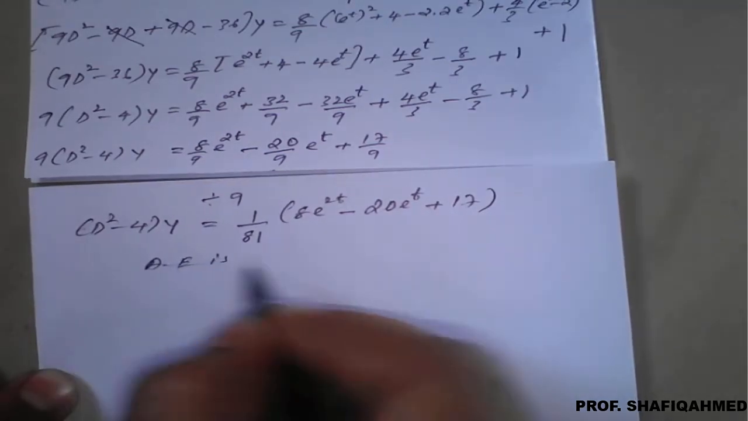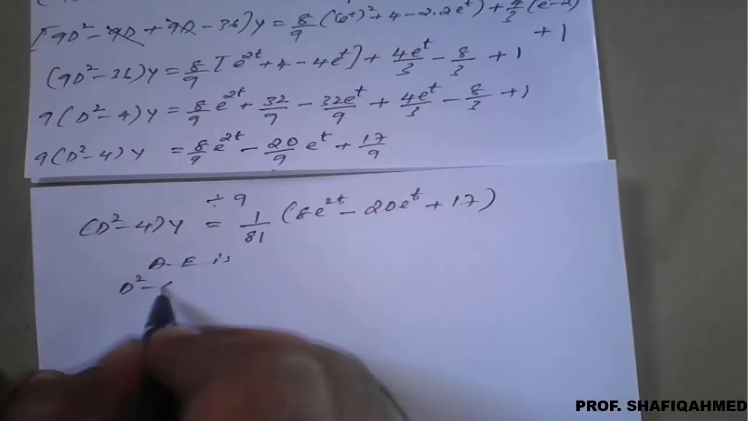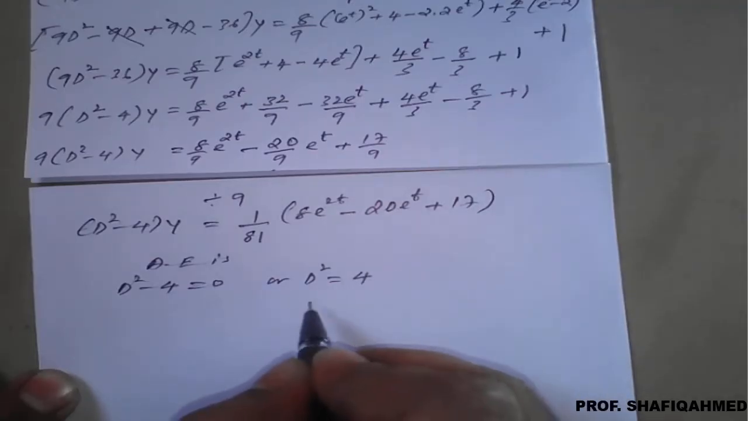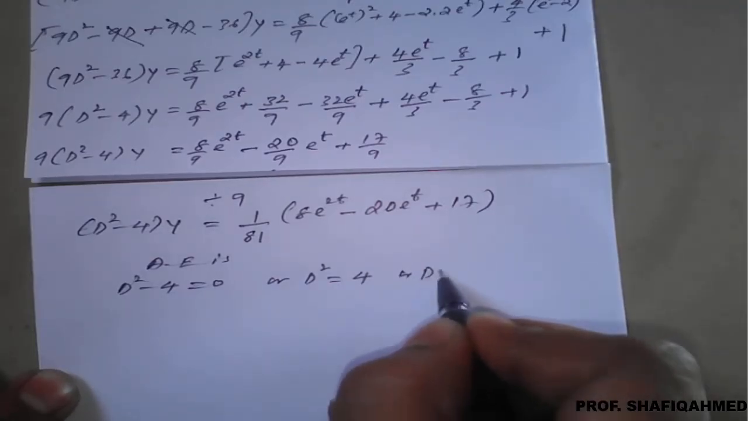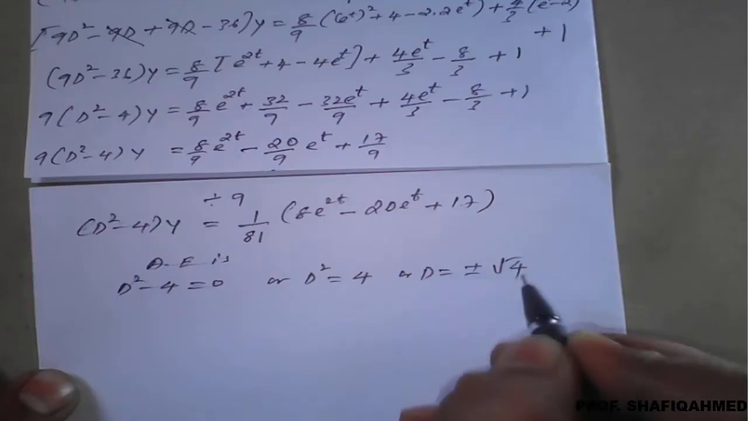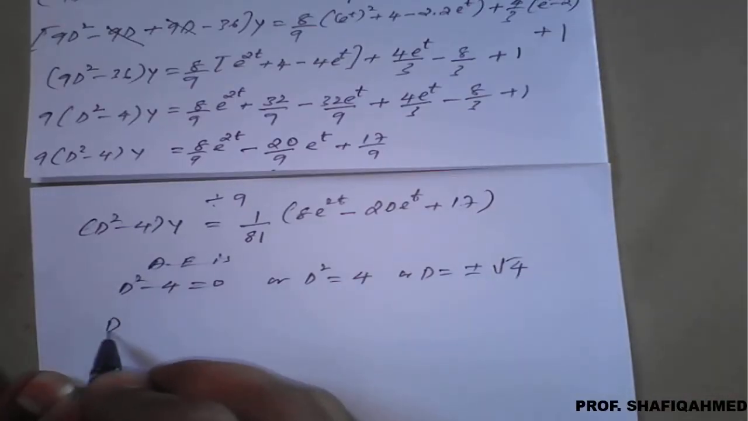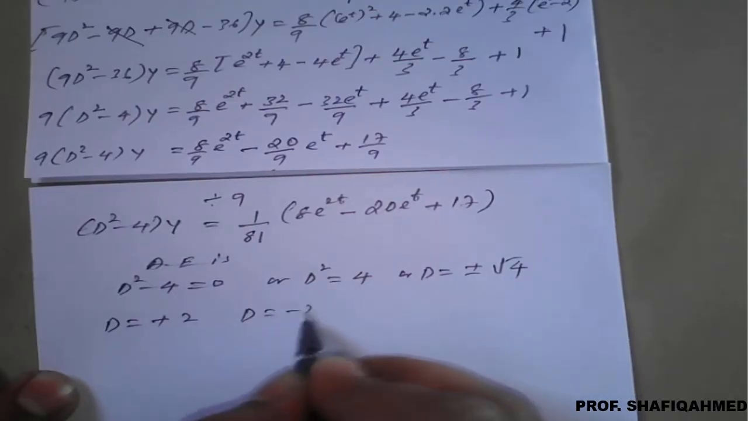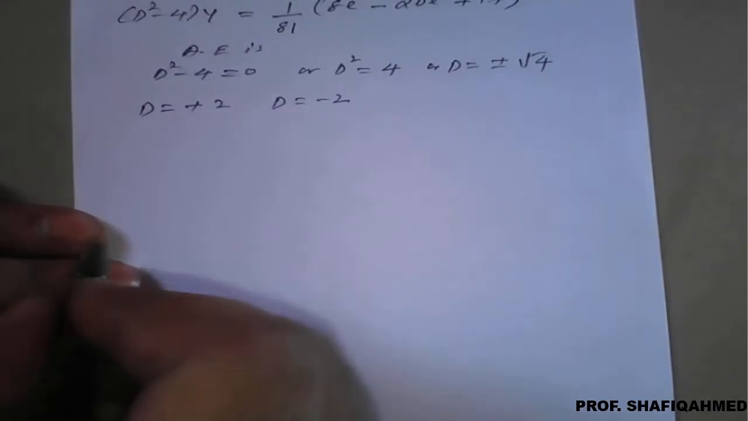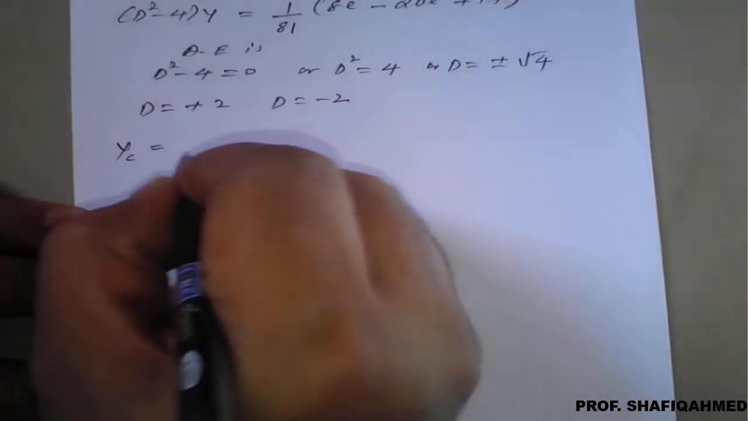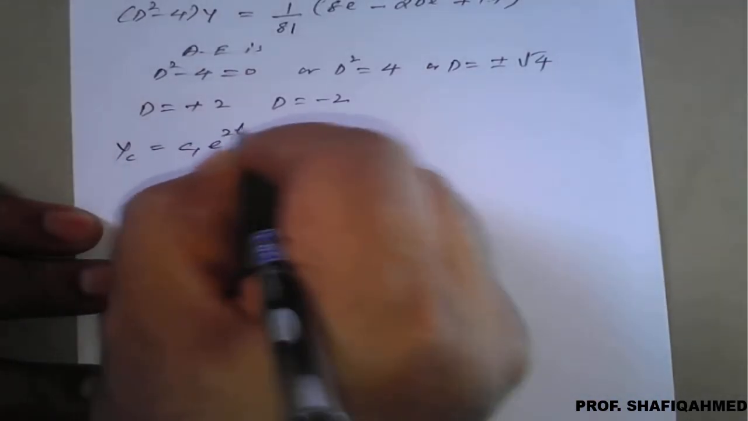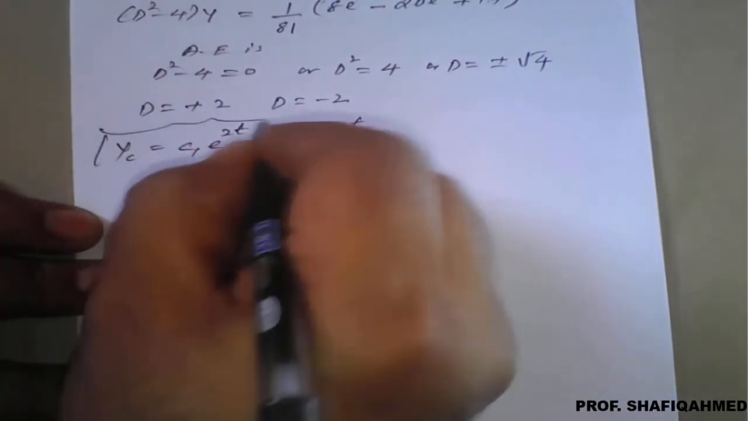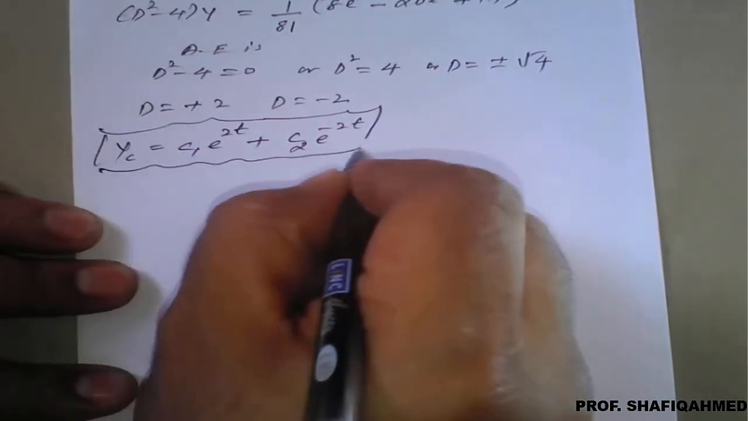So auxiliary equation is d square minus 4 equal to 0, or d square is equal to 4, or d is equal to plus or minus square root of 4, which is nothing but d is equal to plus 2 and d is equal to minus 2. So therefore yc will be c1 e raised to 2t plus c2 e raised to minus 2t. So this is a complementary function.